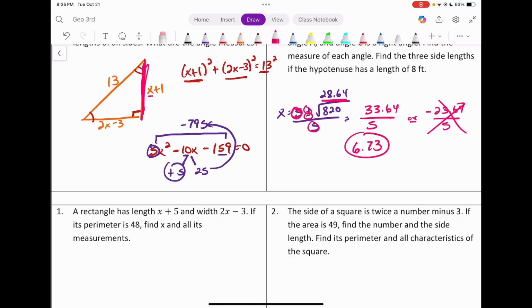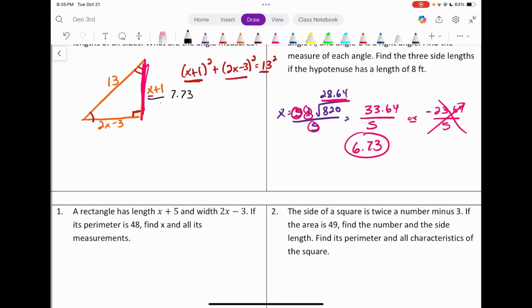Now let's check that. Let me erase some of this. So when I plug in 6.73 here, I get 6.73 plus 1, which is about 7.73. When I plug it in here, 6.73 times 2, and I subtract 3 from it, that's going to give me somewhere around 10.46. And the way that you would check that, you should be able to take a squared plus b squared, and it should equal c squared.